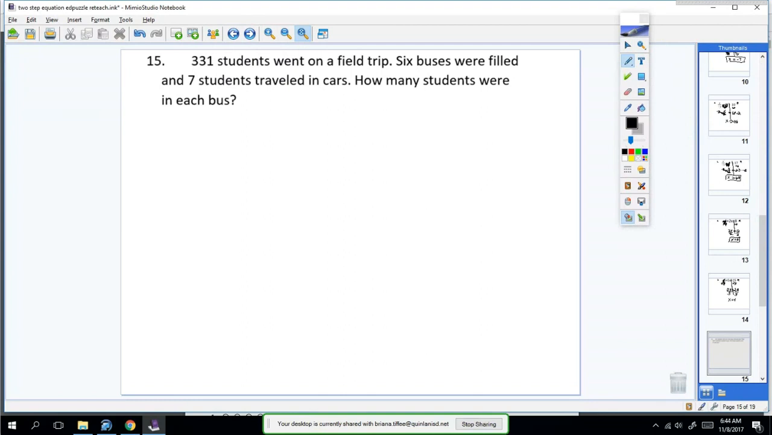So that means I have 6 buses. So that means I have 6 times x, because x represents the number of students on each bus, plus the 7 students that rode in the car, is equal to a total of 331 students. All right, so that's my equation. So again, we're going to solve it.